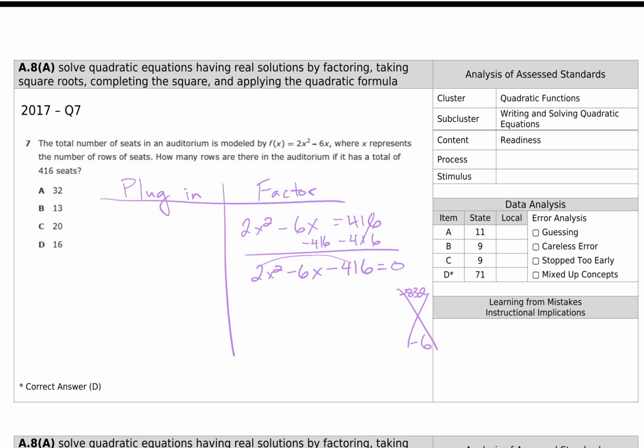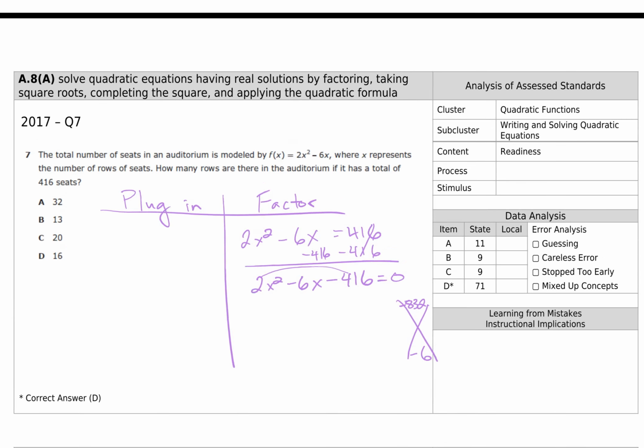And here's an example where we have a very large number. We're coming up with all the factors, and we want the ones that are going to give us a difference of negative 6. And you can see that would be rather cumbersome, possible, but cumbersome. And so that's why some students prefer the plug-in method. So we would take that equation, 2x squared minus 6x, and we'd plug in our answer choices to try and get to the right one.